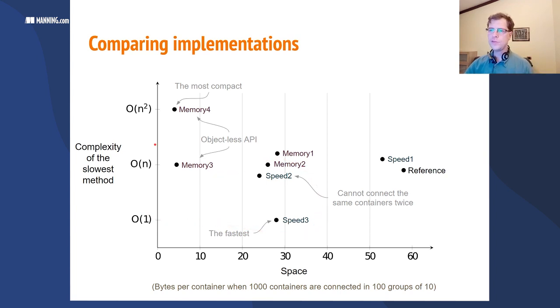And then you have different combinations. For example, in a different chapter, we have Memory 3 and Memory 4, which squeeze each container in fewer than 5 bytes. But on the other hand, they increase the complexity to linear here and even to quadratic here. You can find all the details in the book if you're curious.